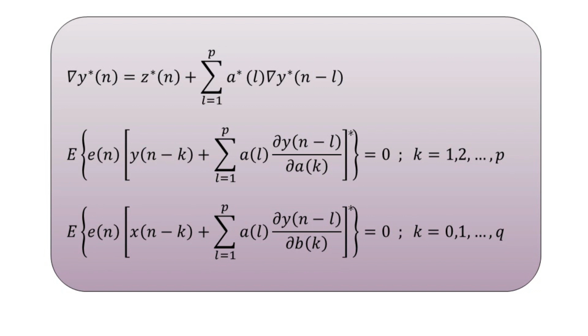This is all equated to 0, provided k is equal to 1, 2, 3 and so on up to small p. The second condition is that the expected value of the bracket is equated to 0, where inside the bracket we have e of n multiplied by the complex conjugate of the square bracket that has the first term x of n minus k added to the summation l equal to 1 to p of a of l multiplied by the partial differential of y of n minus l with respect to b of k. Here k is equal to 0, 1, 2, 3 and so on up to small q.